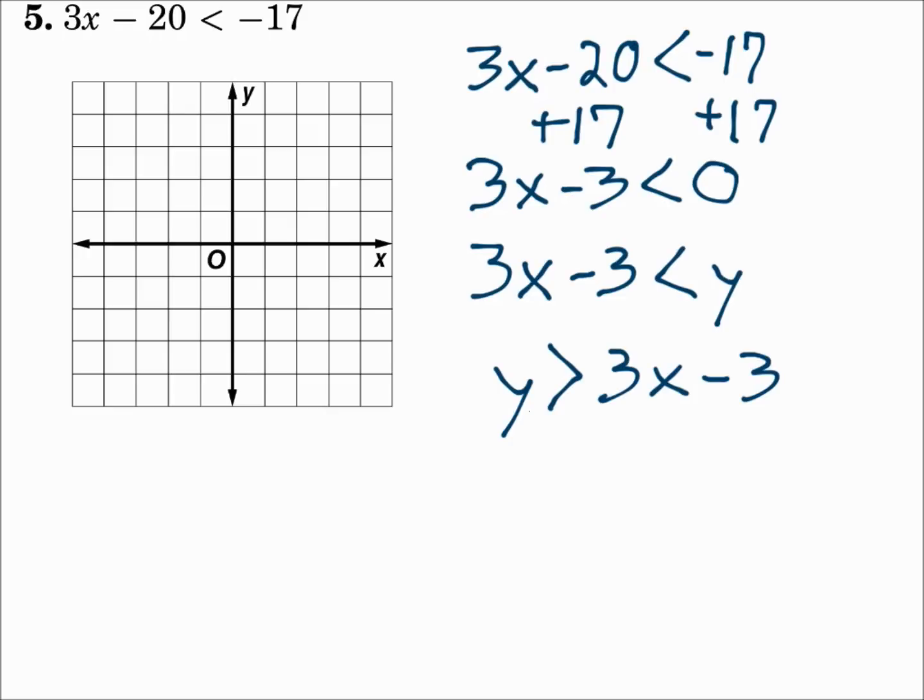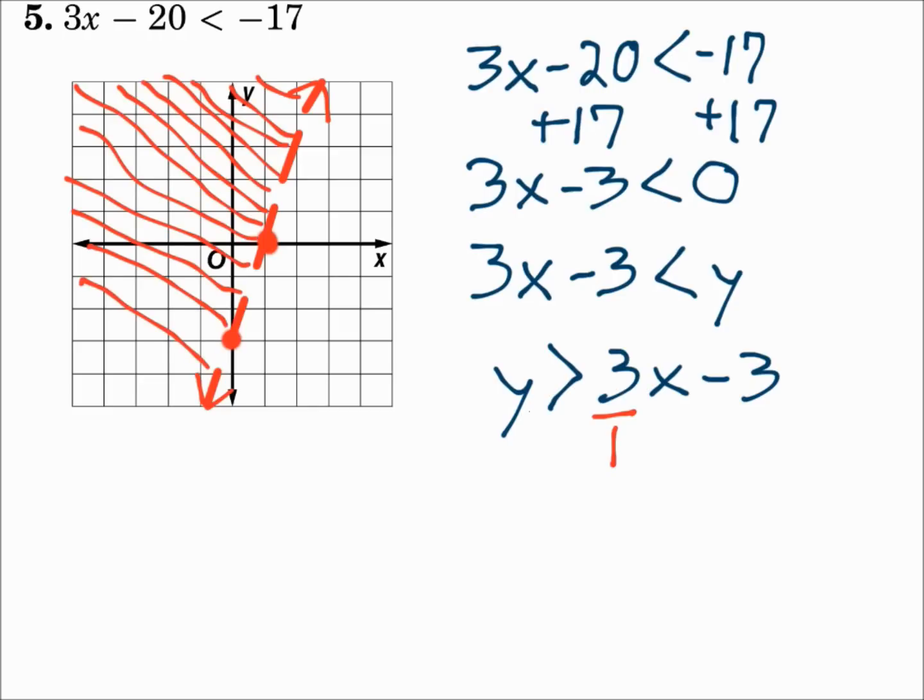To graph, start with the y-intercept at -3. And then the slope is 3 over 1. So we'll rise 3, run 1, up 3, 1 to the right, put you there. It's not equal, so it's a dashed line. And it's greater, so it's shaded above.